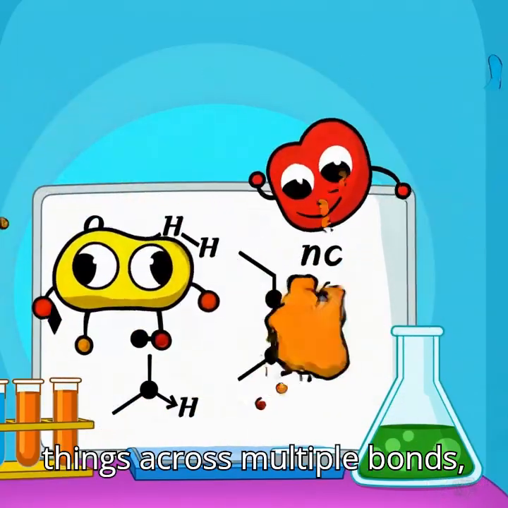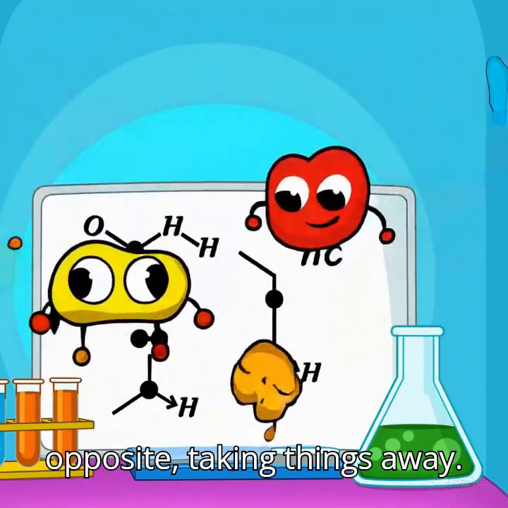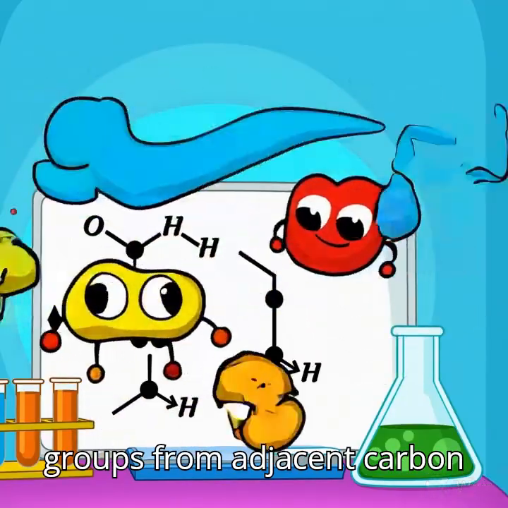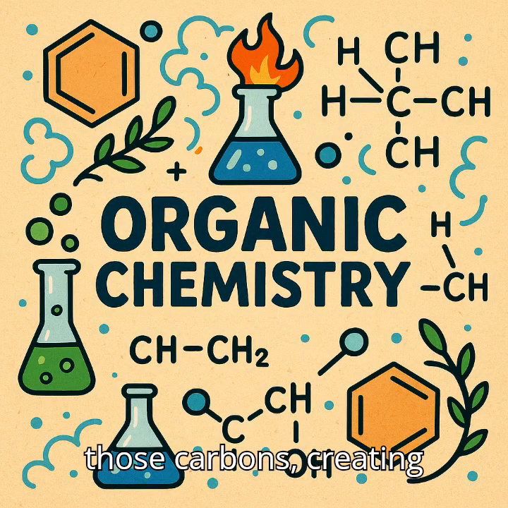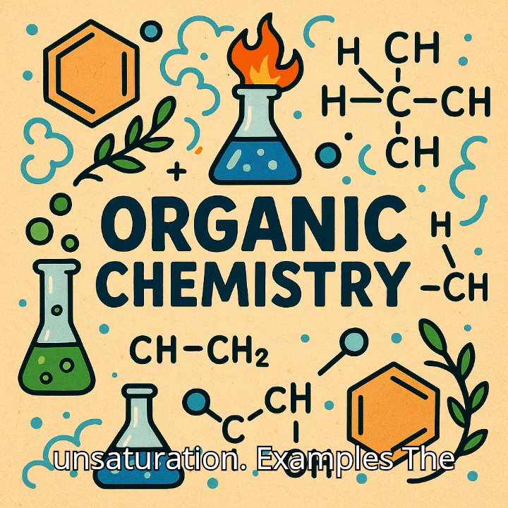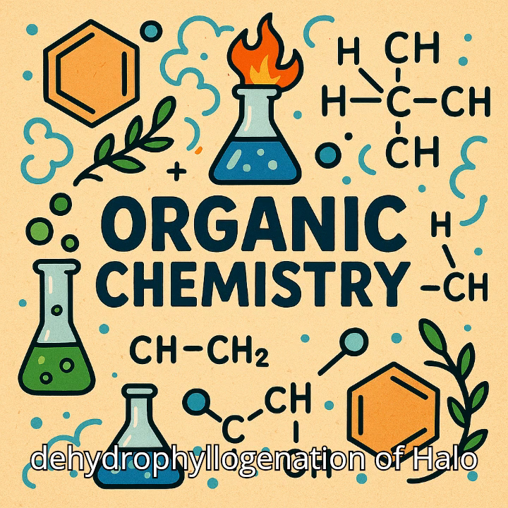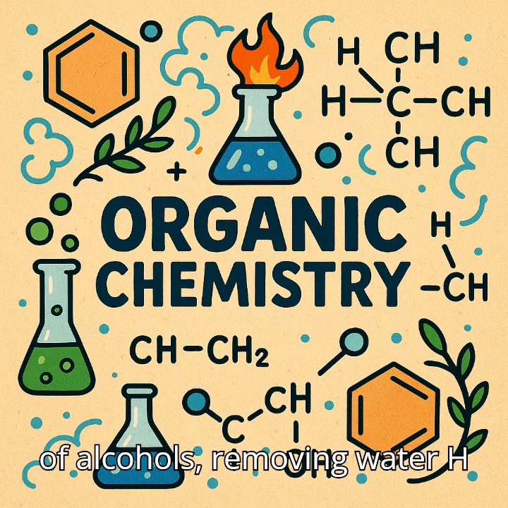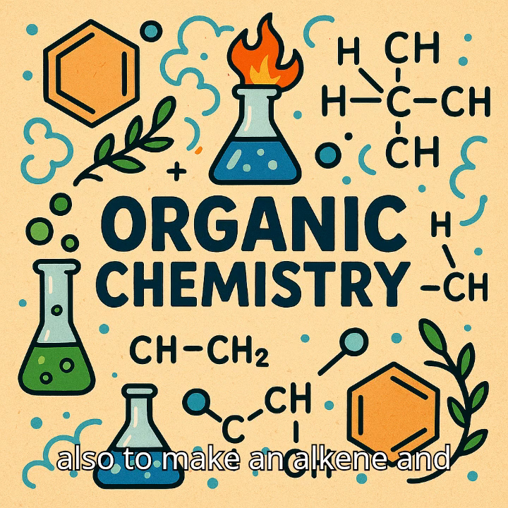So if addition adds things across multiple bonds, elimination must be the opposite, taking things away. You got it. Elimination reactions remove atoms or groups from adjacent carbon atoms, and this often forms a double or triple bond between those carbons, creating unsaturation. Examples. The source mentions dehydrohalogenation of haloalkanes, removing an H and a halogen, like HCl or HBr, to make an alkene. Dehydration of alcohols, removing water, H and OH from adjacent carbons, also to make an alkene.